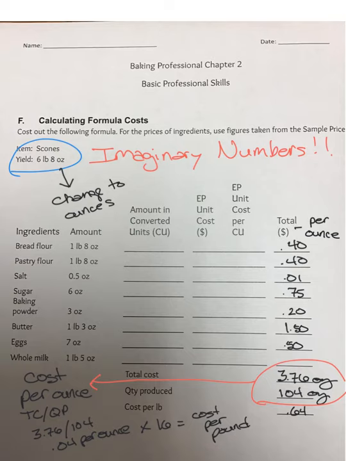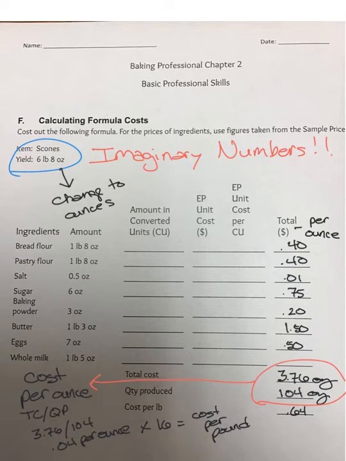So now we have the numbers we need to calculate the cost per ounce. We're going to divide the total cost by the quantity produced. It's on the left side there with the red arrow pointing to it. So that's $3.76 divided by 104 ounces equals 0.04 cents per ounce. I rounded this one. I rounded it up. Like I said before, we would rather overestimate the cost than underestimate.